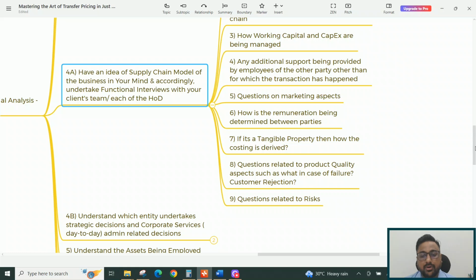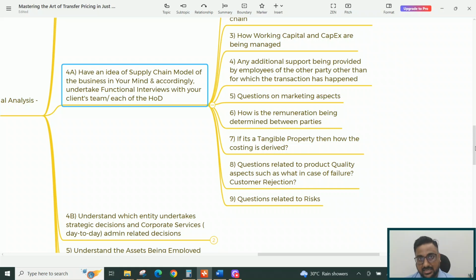Then there could be questions related to product quality aspects, such as what happens in case of failure, or in case of customer rejection, who handles the customer rejections, or is there any sales support type of activity, and what role is being played by which entity. So this type of functional questions you are required to include in your functional questionnaire.